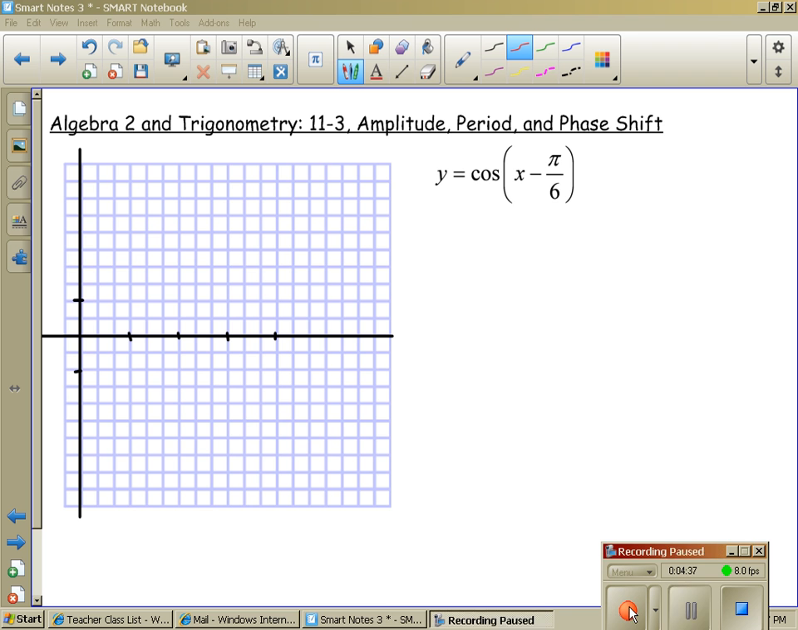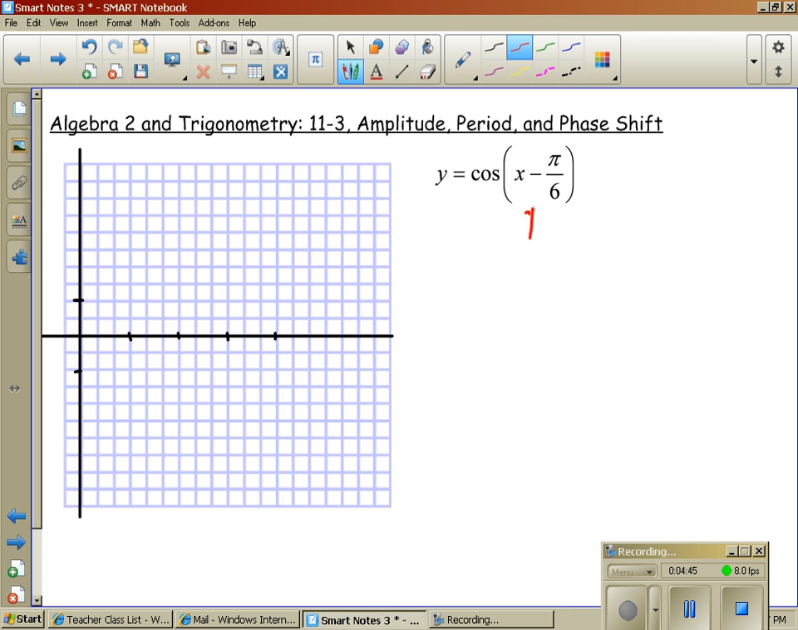Okay, let's do this one. So again, period, 2 pi. That didn't change. Shifting it, negative, to the right, pi over 6. Pi over 6 is 30 degrees. Remember, we talked about the lines. 3 lines was 90, so 30 is one line. So we're really shifting it by one line.